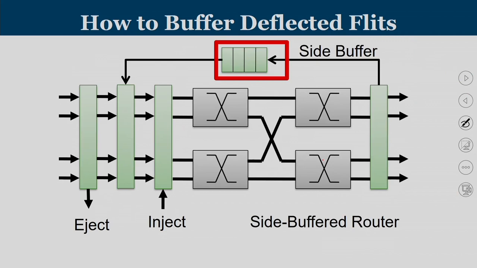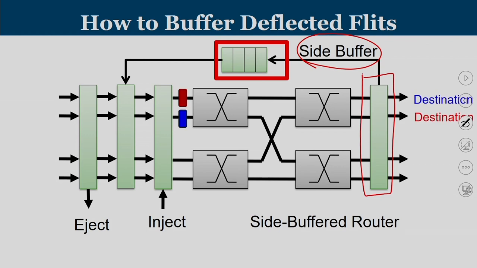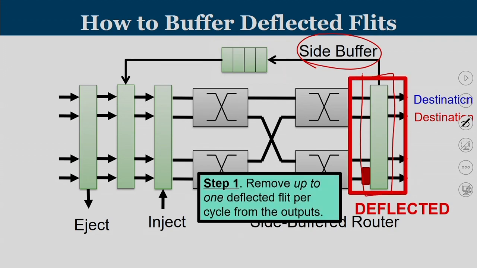So, can you get rid of this scenario? This is known as the concept of side buffers. There is a unit that works after the parallel port allocation unit. Now, consider this scenario. You have the same two flits, the red and blue. The red got deflected out, and the blue gets the productive port, so the blue is moving out. Now, what happens to the red? The red is deflected. What do you do? Remove up to one deflected flit per cycle from the output port. So, this red flit is going to be removed into the side buffer.